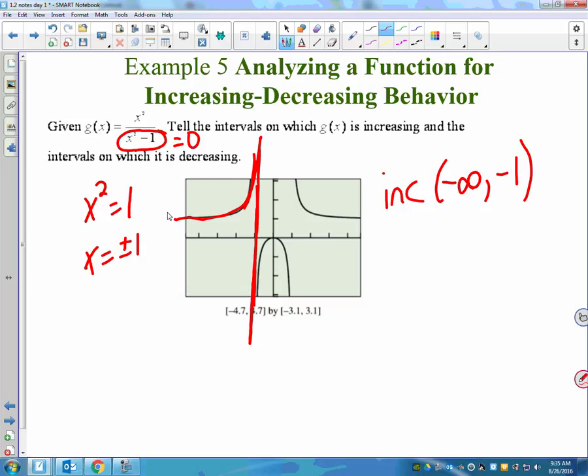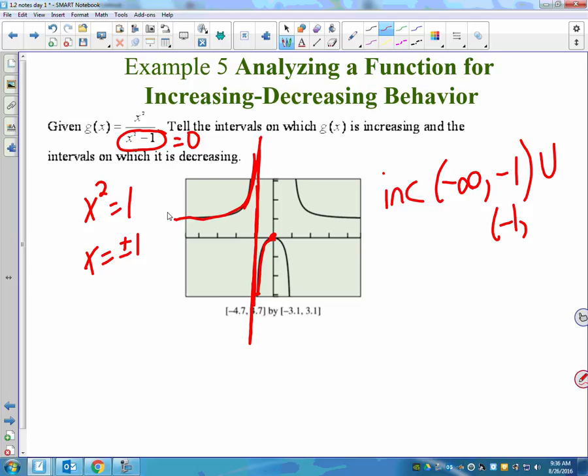And then if I skip right over negative 1, and I go right on the other side of negative 1, what's happening with this graph right here? It increases until when? So I think it's still increasing. So I'm going to put it's increasing. I'm going to put union. It's still increasing right on the other side of negative 1.